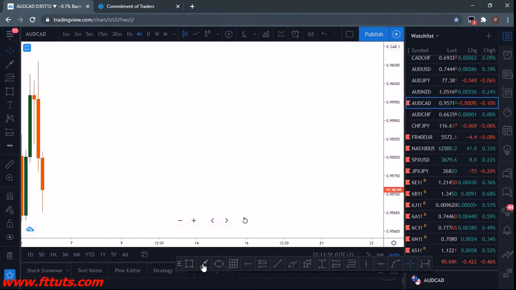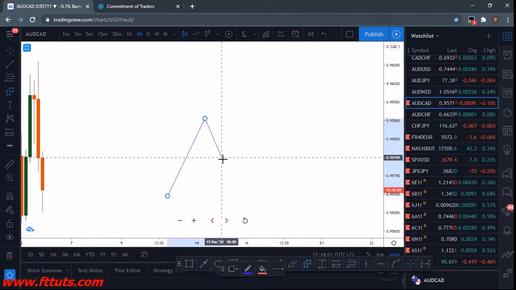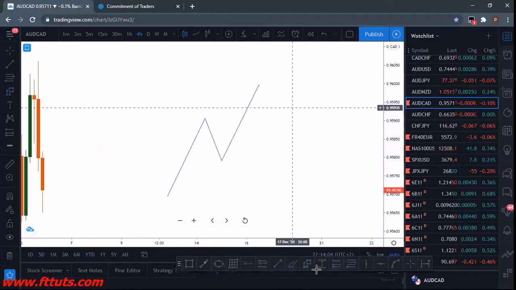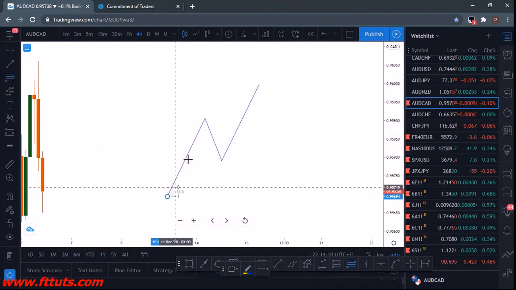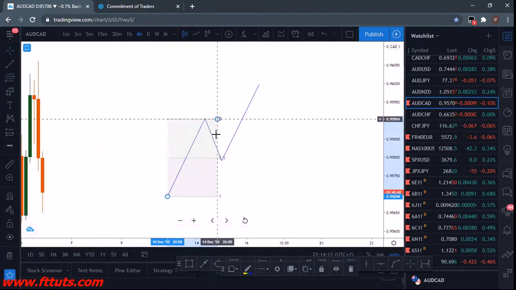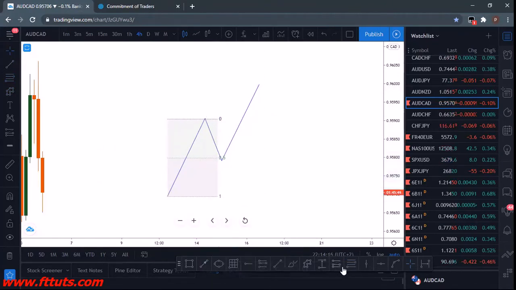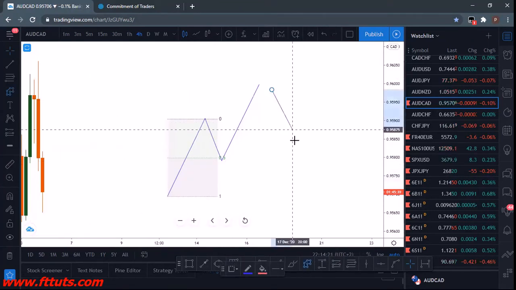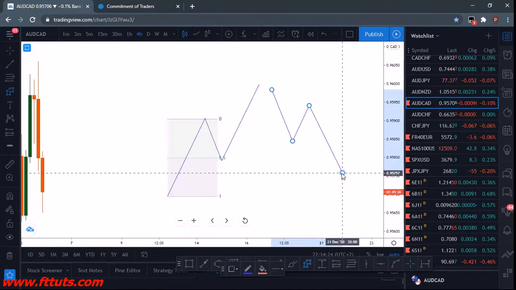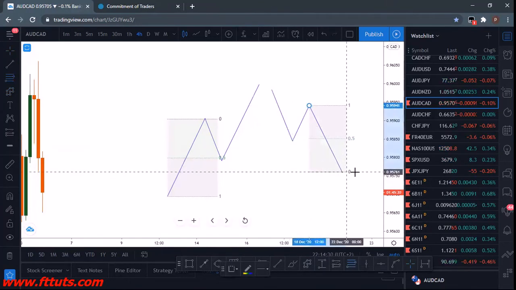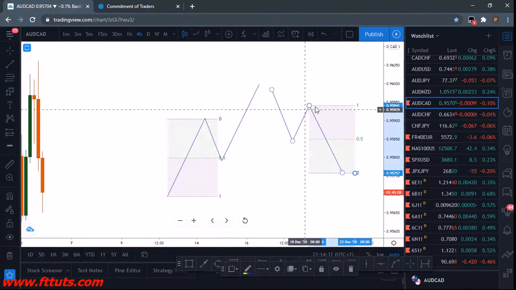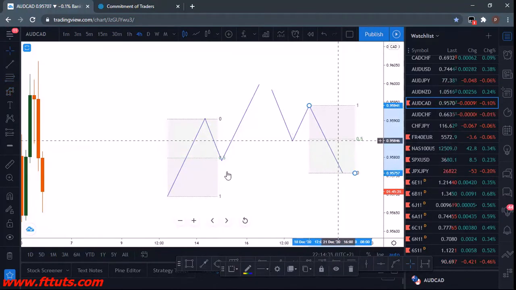Let's say we have a move like this and then a move like this. So what I want to see is just the 50% of the move. Why do I need the 50%? Let me take it both sides. Actually, let me just leave it like this and draw the one that is going down. So if I take the fib from this high to the most recent low, you will see where it says 0.5.